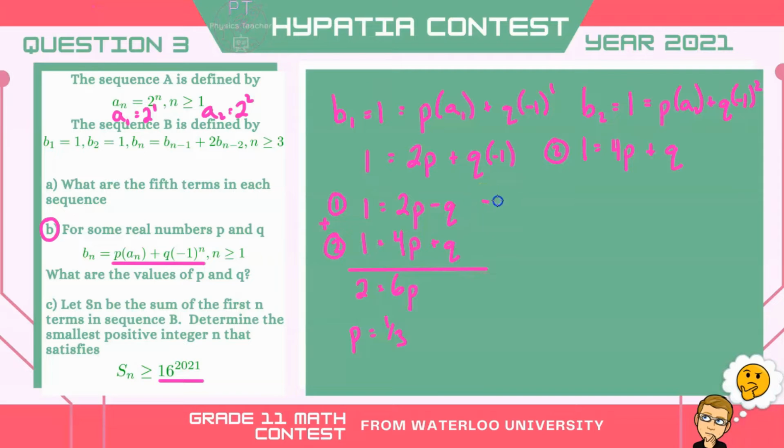Now that we know p is equal to 1/3, let's take equation 1 again. And we have 1 equals 2 times the third minus q. Or rearranging, we get q equals 2/3 minus 1, which gives us a value of q as negative 1/3. So there's our answer for part B.